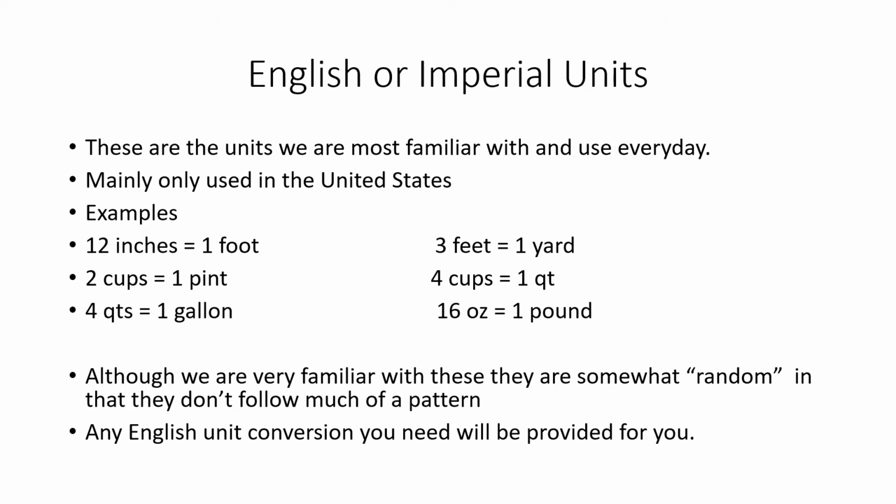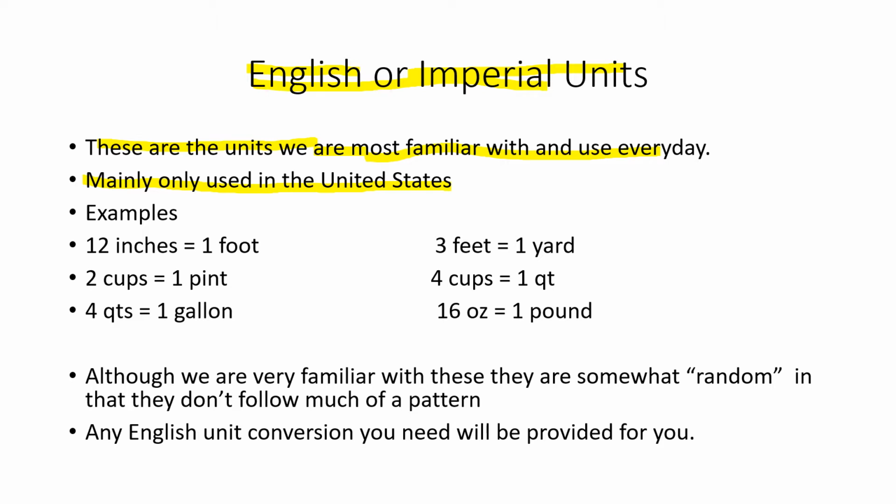Kind of our first type of units that we're most familiar with are called English or imperial units. These are the units we're most familiar with. We use these in our everyday life. We've used these since we were children, really. And at this point, these are pretty much only used in the United States right now. Everywhere else in the world has gone off of these units and is using metric.